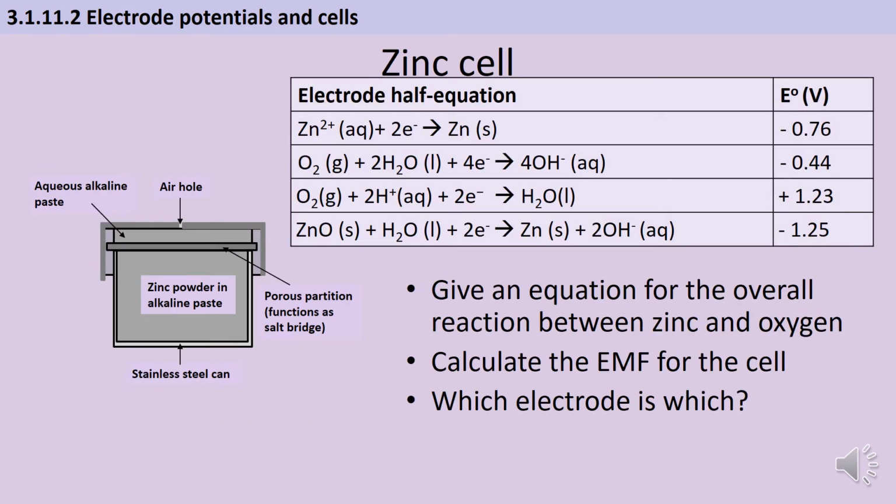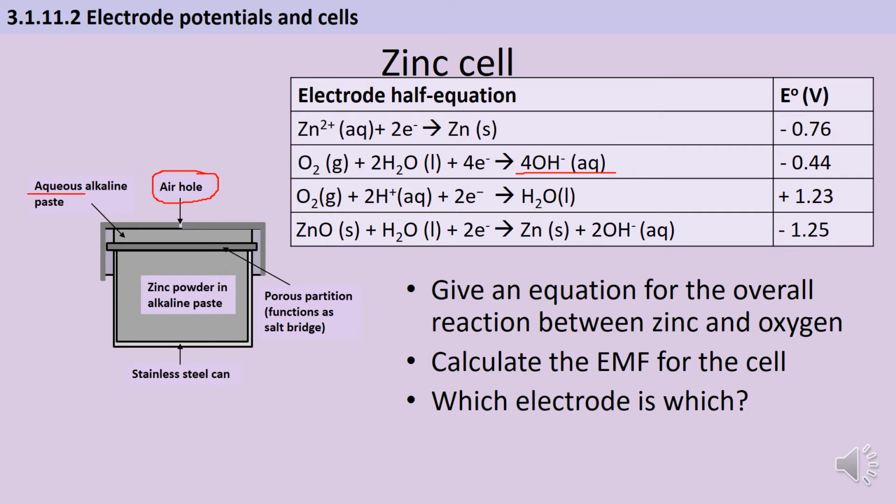So here's an example of a zinc alkaline cell, and I'm interested in an overall equation for the reaction between the zinc and the oxygen, the EMF of this cell, and also which electrode is which. So my oxygen is going to enter the cell through this air hole up here, and it's going to react with some of the water from this aqueous alkaline paste and also pick up some electrons. It's going to be reduced, and it's going to form some hydroxide ions.